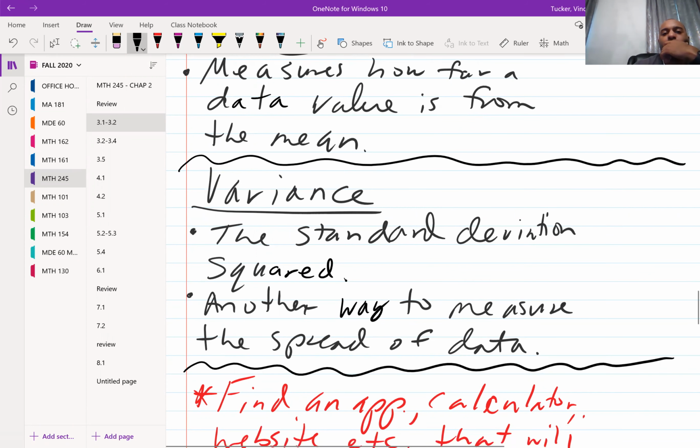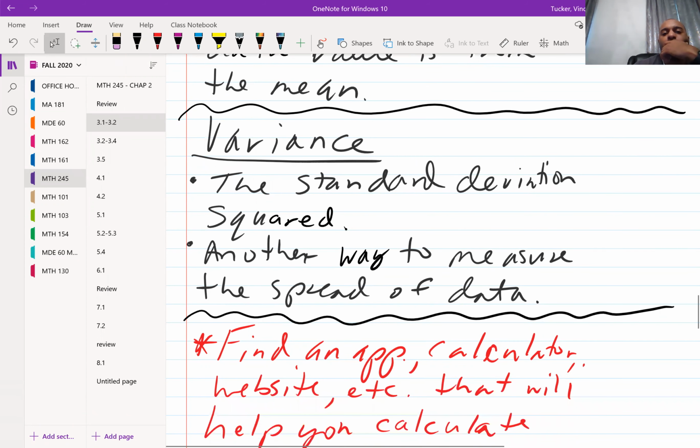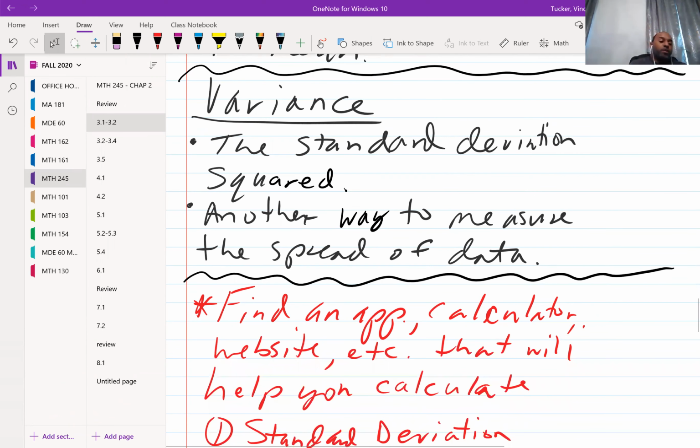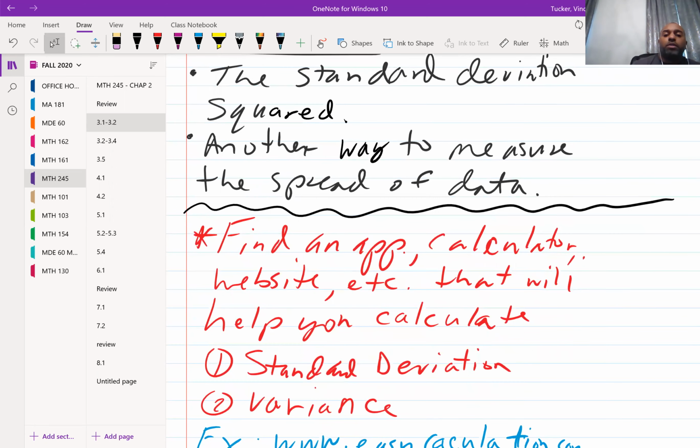All right, is everybody okay? All right, so now this book doesn't hold you responsible or hold you to having to know how to calculate the variance or the standard deviation by hand, but you do need to have something reliable that can calculate it for you. So what you need to do is find an app, calculator, website, or something of that nature that will help you calculate the standard deviation and variance.